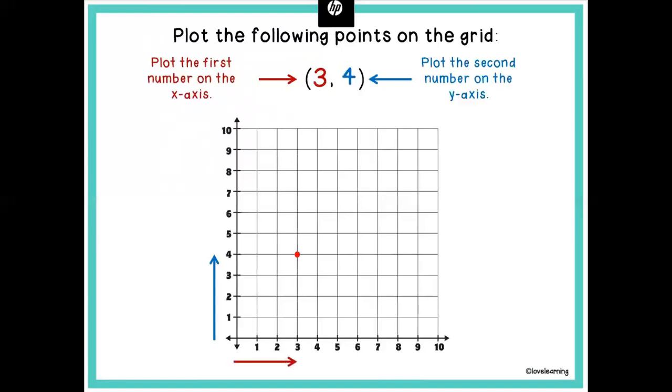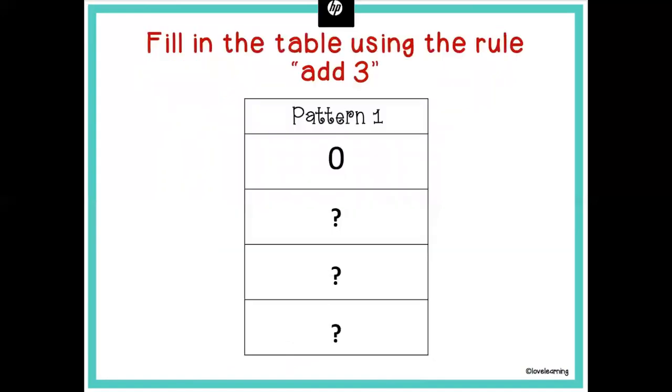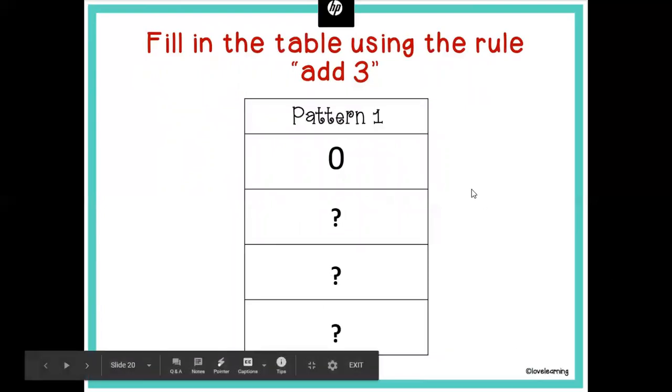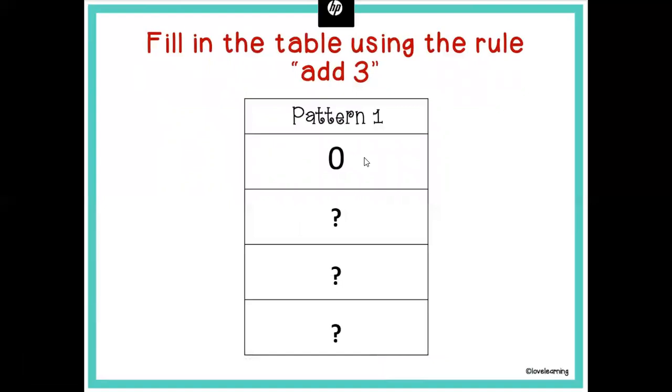And we go up. We go vertically up towards the point that we need to plot. Okay, so let's fill in this table using the rule add 3. Look at this. It says pattern 1. We start at 0. It's really important, 5th graders, to look at your starting point. So 0 plus 3 is what I need to do to find this pattern and to fill in this table.